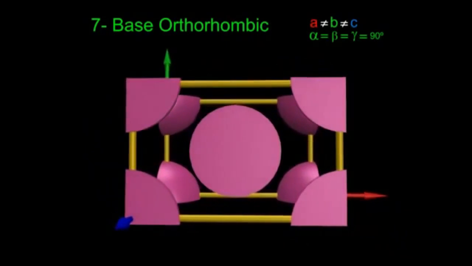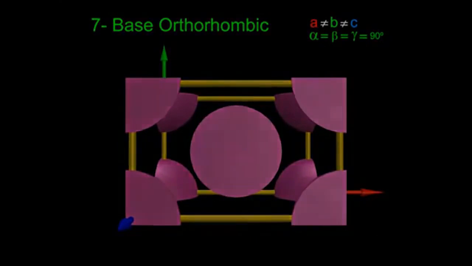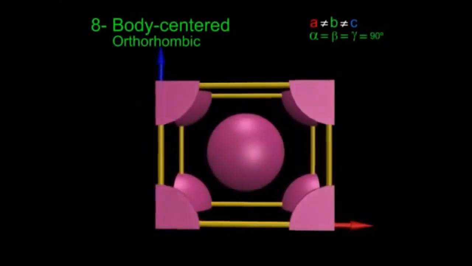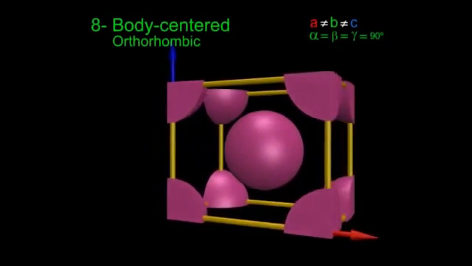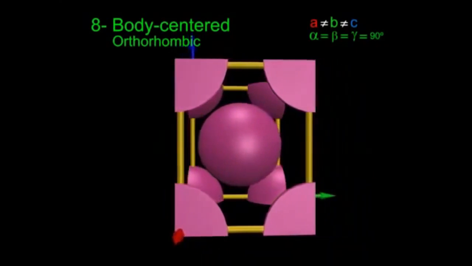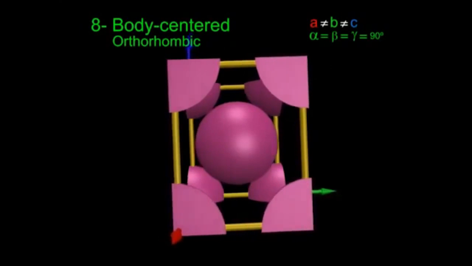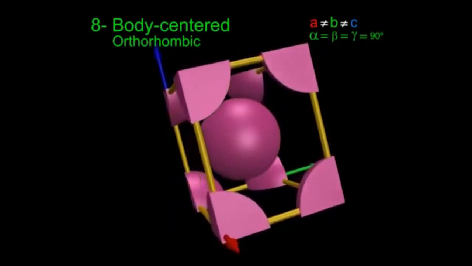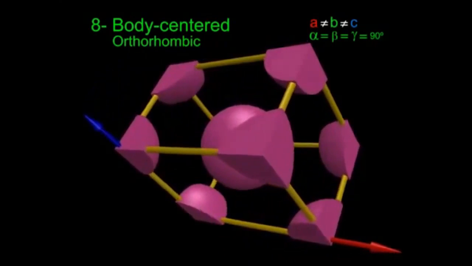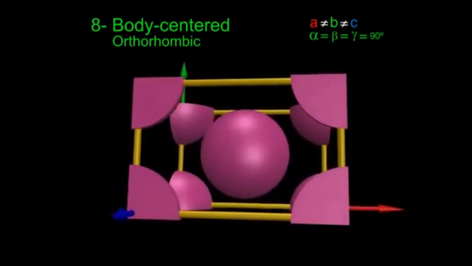In orthorhombic, we have four types of unit cell. This is the second one. And this is the third one, which is body centered. In addition to the corner atoms of orthorhombic, one additional atom is present in the body center. A is not equal to B is not equal to C because all sides are unequal, but the angles are equal. Alpha is equal to beta is equal to gamma, and it is equal to 90 degrees.